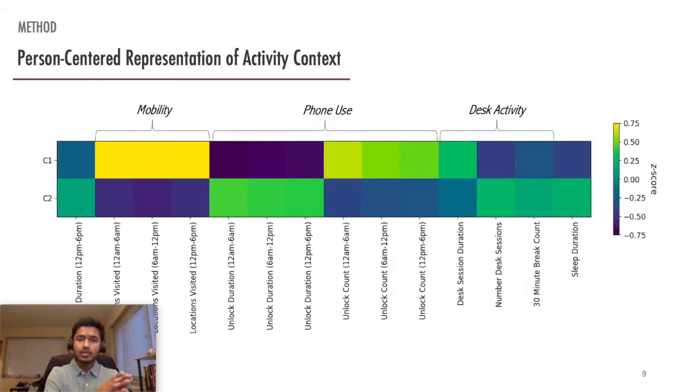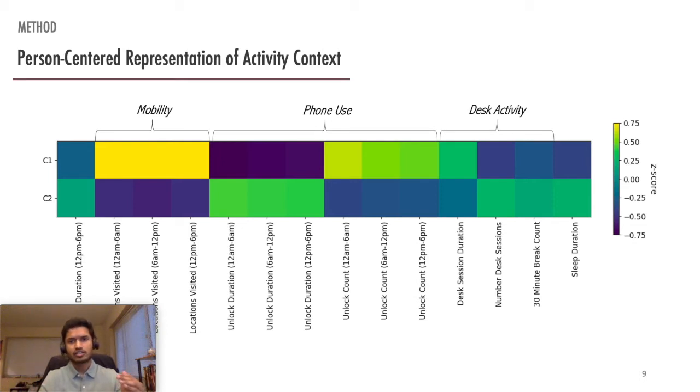Now, to complement the way individuals are described based on their personality, we take a person-centered approach to describe workers' activity context. Essentially, this approach encourages us to cluster the workers based on their various activity features, and we find two dominant groups. If you pay attention to the heat map here, each row represents one of those clusters, and that describes them on the basis of the significant dimensions. A brighter color implies a higher value, and a darker one implies a lower value.